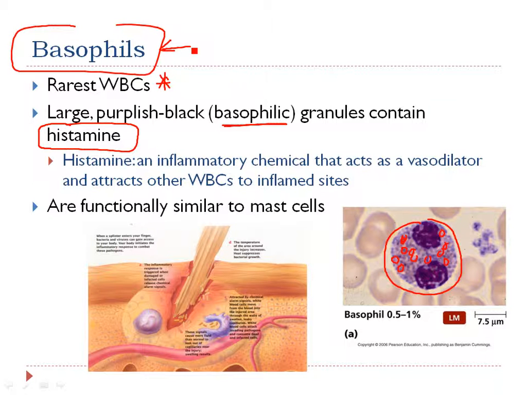Histamine is a chemical that is released when you have an injury or an infection in a particular location. And what that does is it stimulates blood vessel dilation. And it also causes those blood vessels that dilate and expand in a tissue to become leakier, so that things can exit the blood and get into a tissue where an infection is taking place.